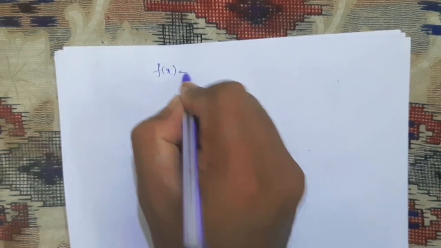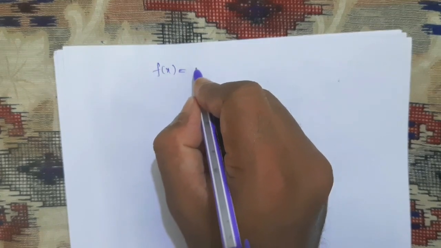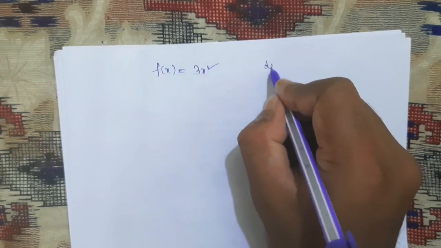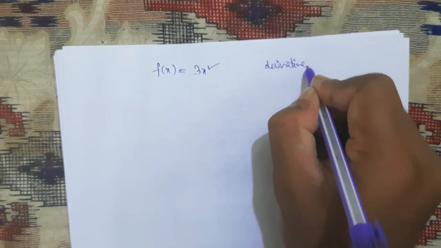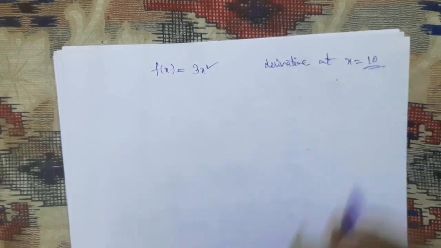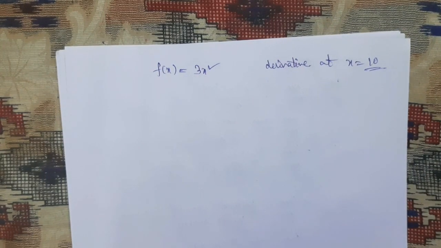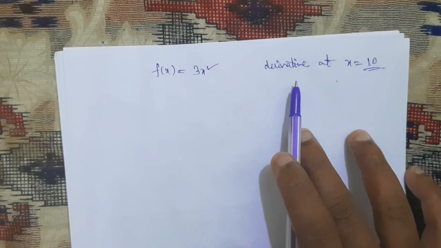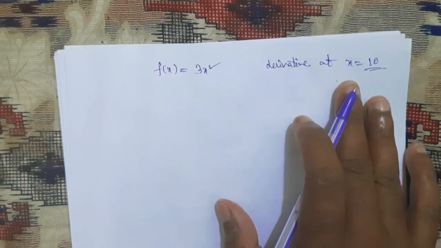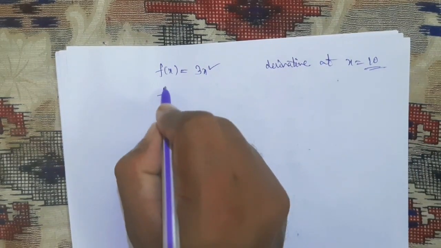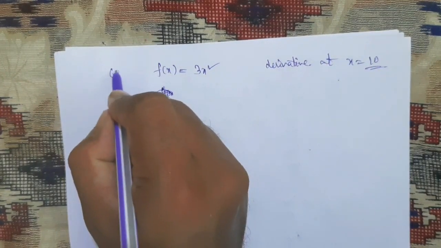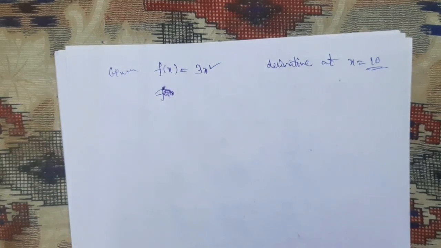Just to give some examples: if f of x is equal to 3x square, they are asking to find the derivative at x equal to 10. We cannot find the derivative at x equal to 10 directly from the function. So first we need to find f dash of x. Consider this as the given function, f of x equals 3x square.